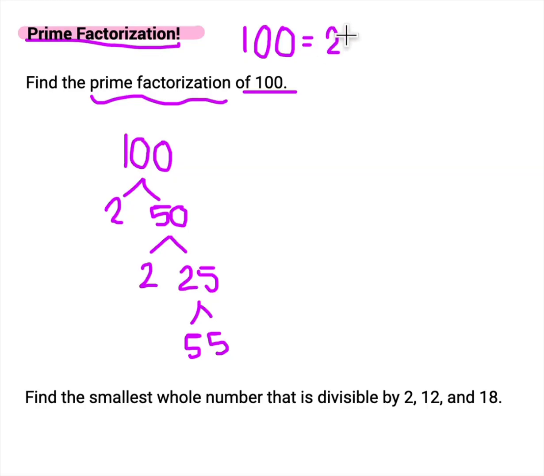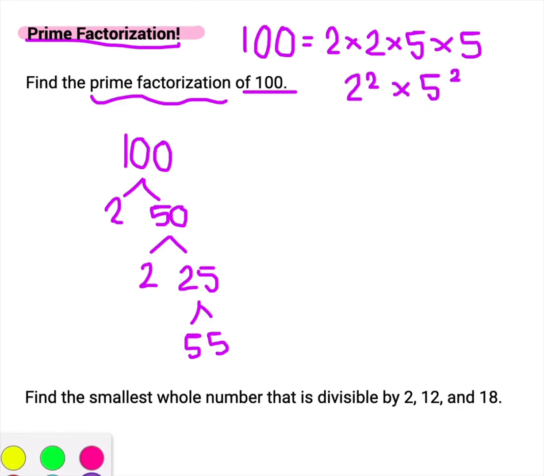To check our work, all we have to do is multiply 2 times 2, which is 4, times 5, which is 25, and 4 times 25 is 100. So that checks that our work is correct. So to simplify our answer, I'll say 2 squared times 5 squared.